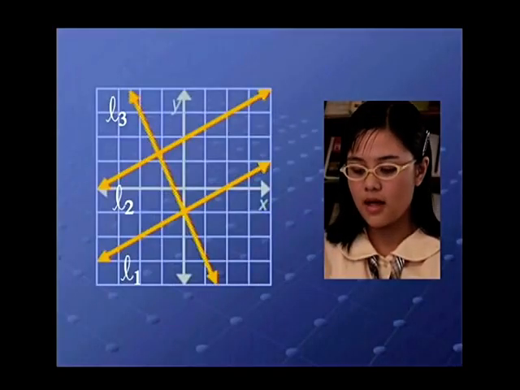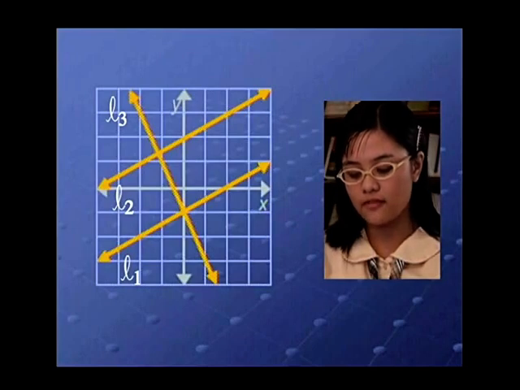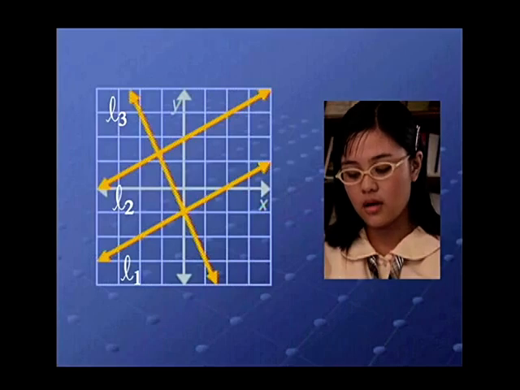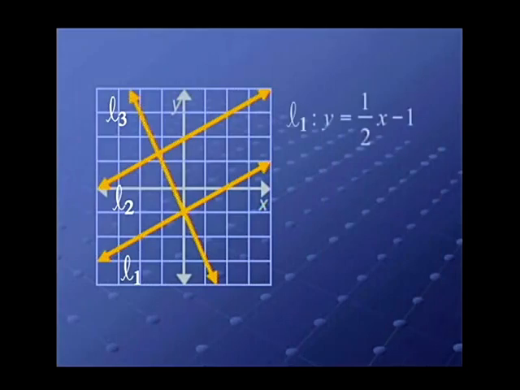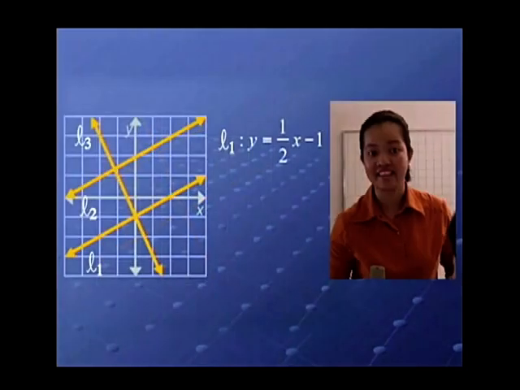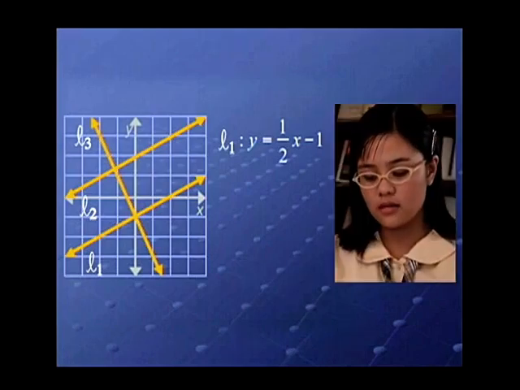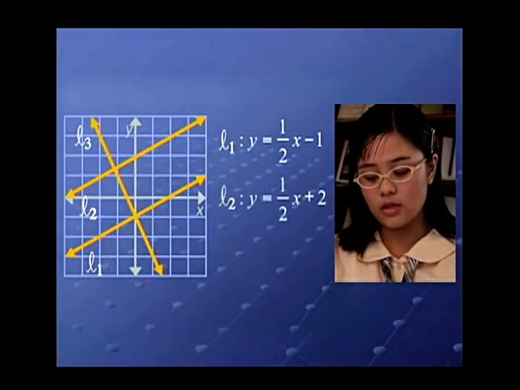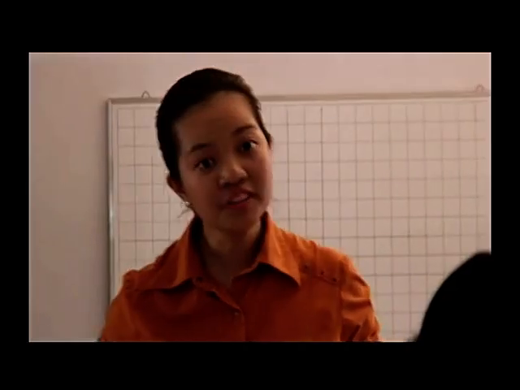Let's see. Line 1 has a slope of 1/2 and intersects the y-axis at 0 and -1. So, the equation of line 1 is y equals 1/2 x minus 1. That's right. How about the rest? Well, the equation of line 2 is y equals 1/2 x plus 2. And the equation of line 3 is y equals -2x minus 1. Good job, Denise.